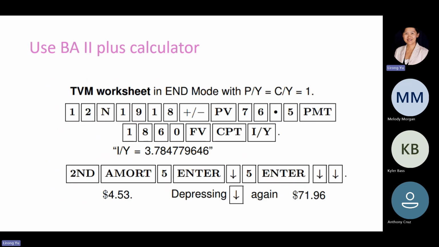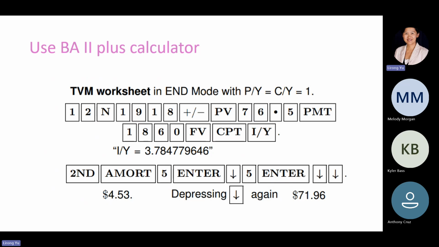This is how we use a BA II Plus calculator. All we have to do is put in the number of payments, N is 12. The present value is negative 1,918. The payment amount is 76.5, and the future value is 1860, and then you calculate the interest rate, it will give you the exact interest rate.